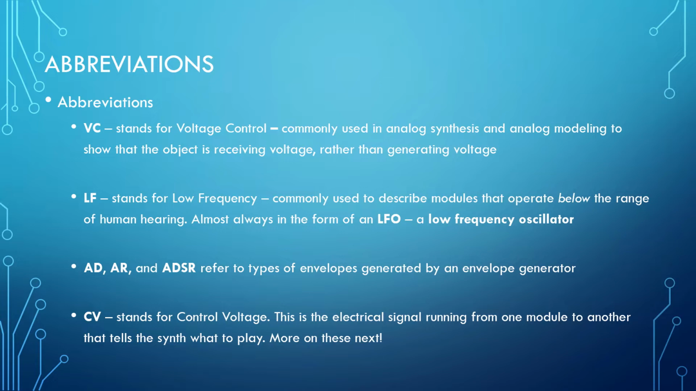And this is the sustaining model that you know and love from using all sorts of virtual plugins in Logic and Pro Tools and Ableton. Then again, CV is control voltage. Once again, this is the electrical signal running from one module to another via patch cords that tells the synth what to play. Let's look at these in a little bit more detail.